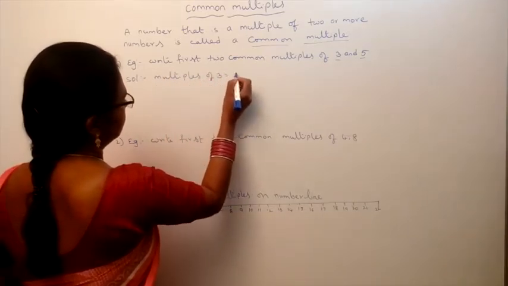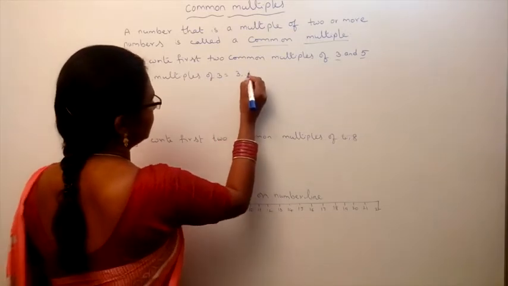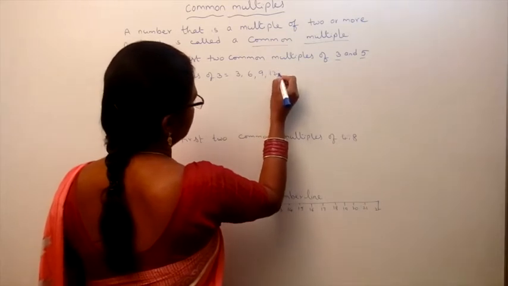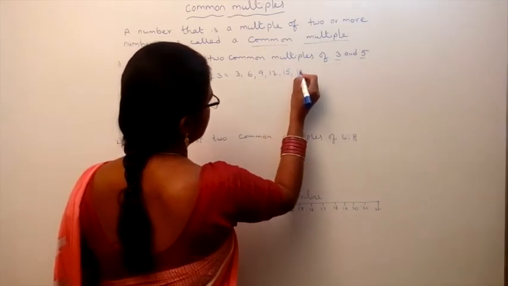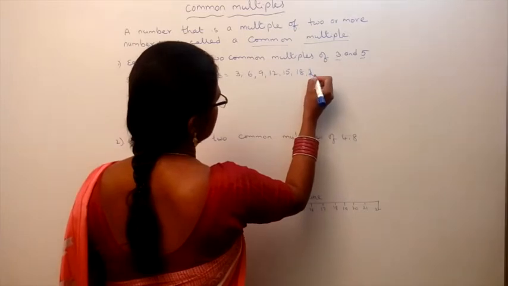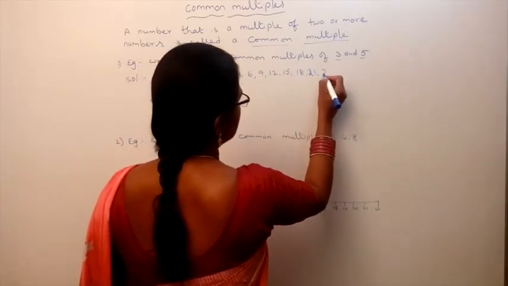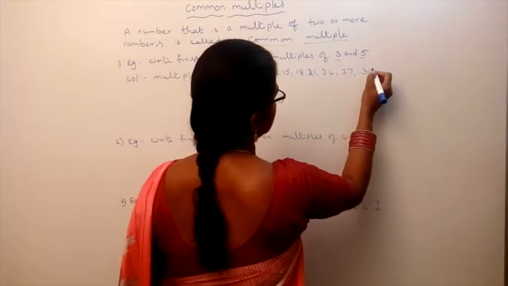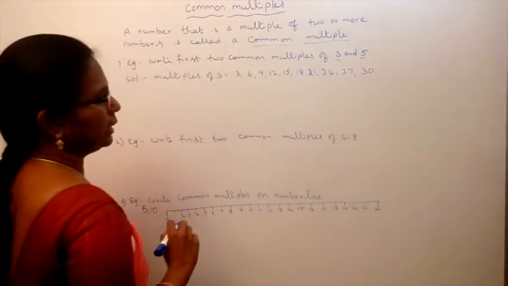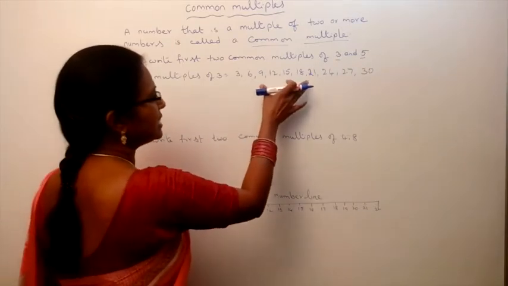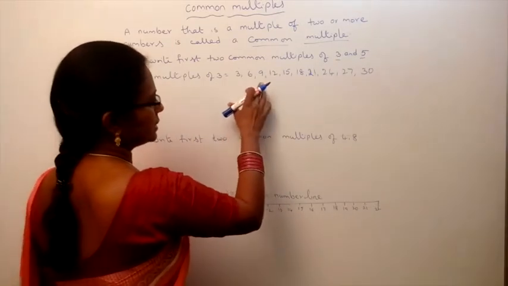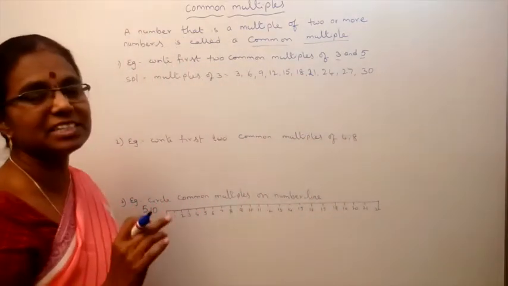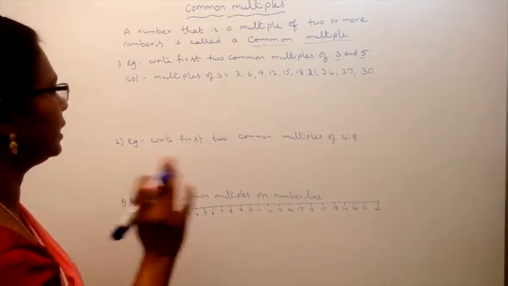3. 3 ones are 3. 3 twos are 6. 3 threes are 9. 3 fours are 12. 3 fives are 15. 3 sixes are 18. 3 sevens are 21, 3 eights are 24, 3 nines are 27, 3 tens are 30. Up to 10 multiples we wrote. These are called first 10 multiples of 3. 3, 6, 9, 12, 15, 18, 21, 24, 27, 30.